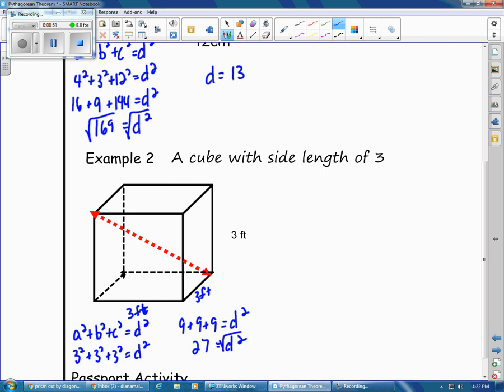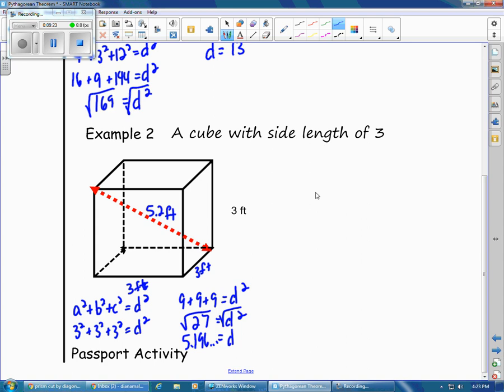Take the square root. The square root of 27 is not an even number, so D is going to equal 5.196, and it goes on. I'm going to round to the nearest tenth, so I'm going to say that this is 5.2 feet going across that diagonal. Hopefully that makes sense to you.